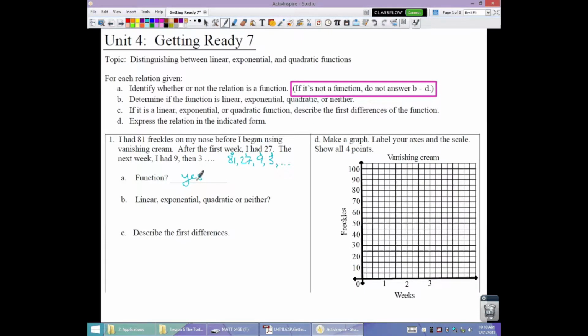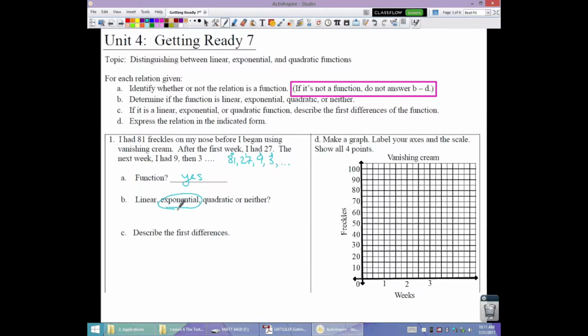Is it linear, exponential, quadratic, or none of those? Well, I'm not sure if you knew these right away in your head, but if we check from the back, 3 minus 9 is negative 6, 9 minus 27 is negative 18, so it's definitely not a linear arithmetic sequence. And 3 divided by 9 is 1/3, 9 divided by 27 is 1/3, so this one is exponential since it is multiplying by 1/3.